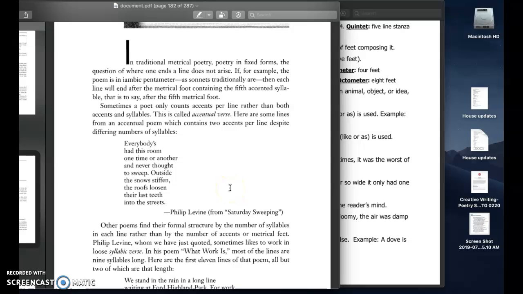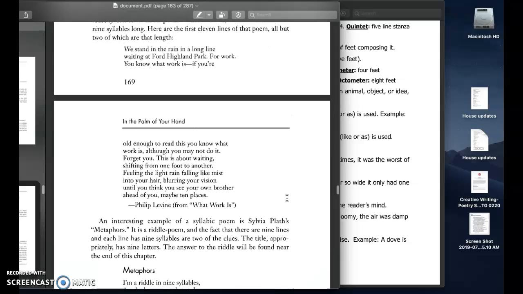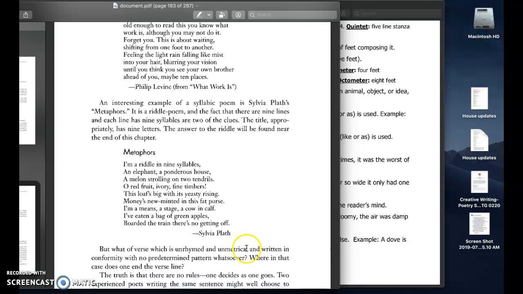Everybody's had this room one time or another and never thought to sweep. And often outside the snow stiffens, the roofs loosen their last teeth into the street.